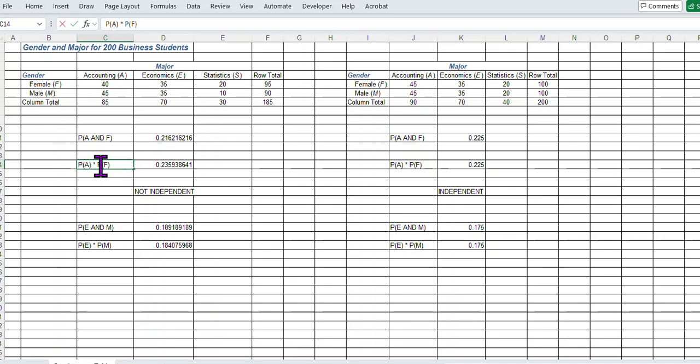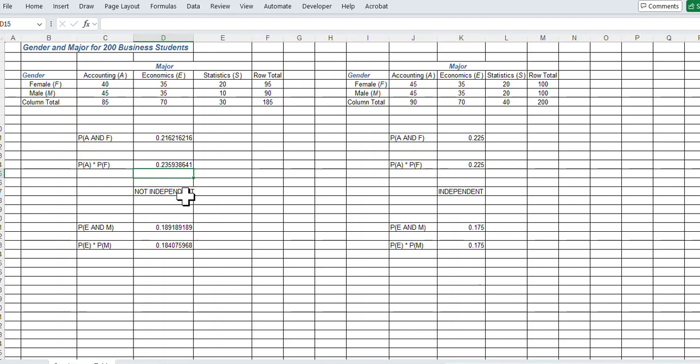The probability of A times F is the product of the probabilities of the individual events, and notice I put parentheses around the formulas. The first formula is the probability of A. Well, the probability of accounting comes from the total here, which is 85 out of 185. And the probability of F, which is female, comes from the 95 out of 185. And then when I calculate that, I get this. They are not the same, therefore they're not independent.